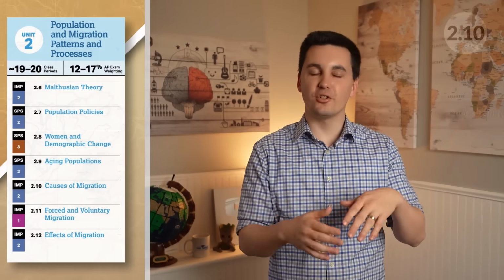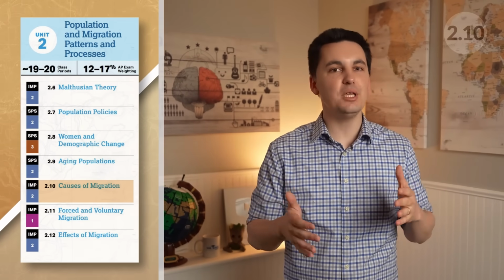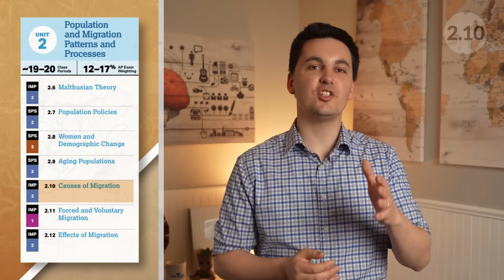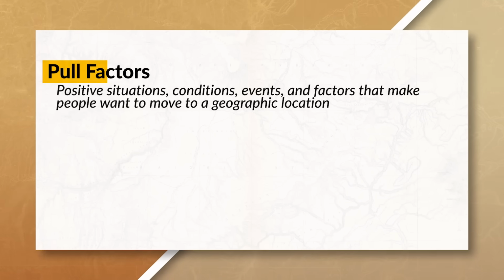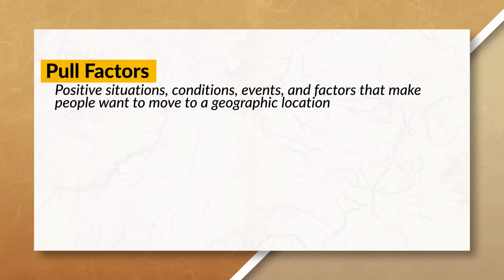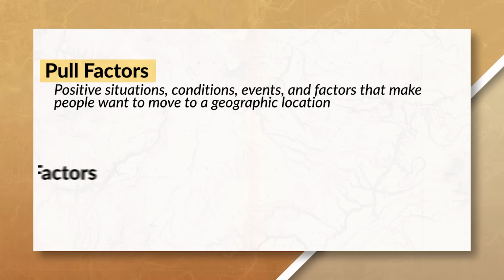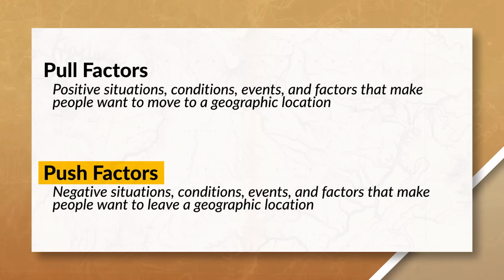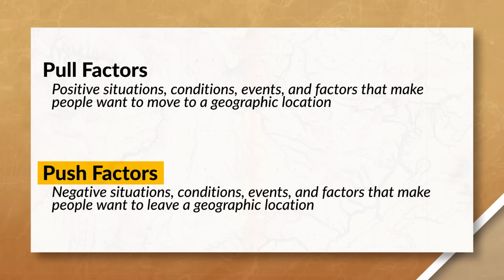All right, now changing gears and moving into migration, we can see that people migrate for a variety of different reasons. When looking at migration, we can see different push and pull factors. Pull factors refer to the positive conditions, events, and factors that attract people to a particular geographic location. While on the other hand, push factors refer to the negative conditions, events, and factors that motivate people to leave their current geographic location. Every place has different economic, political, social, and environmental push and pull factors.